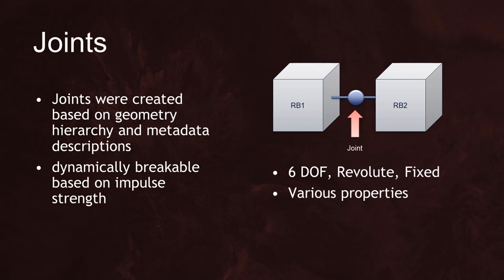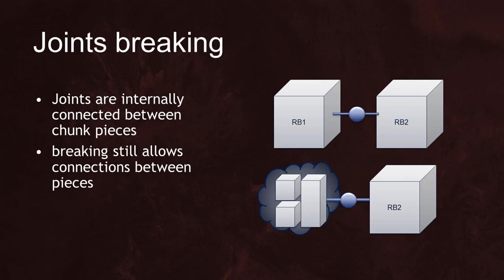That would be driving the creation of those. The breaking of joints, there's one interesting aspect to this. Again, the breaking was done between the chunk pieces. So again, I think the lowest node it could find that they could be attached to, because what that means is that you can break the attached, I can break rigid body one in this case, and I'm still connected.